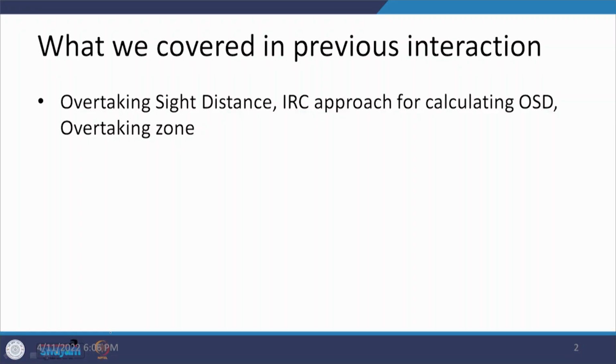Dear students, we are back to the class of geometric design and we are going to discuss the side distance requirements in this particular interaction also.